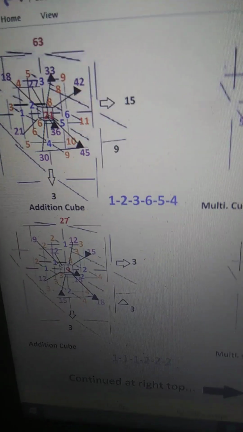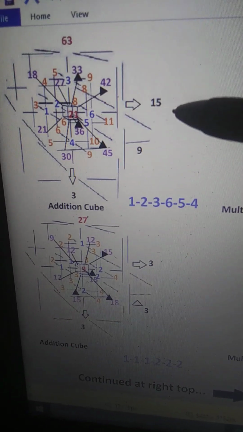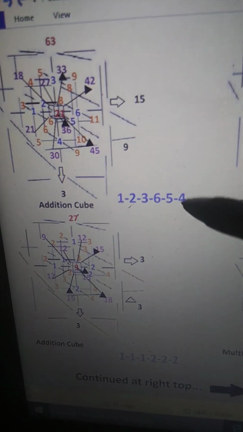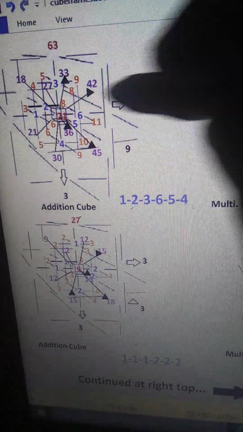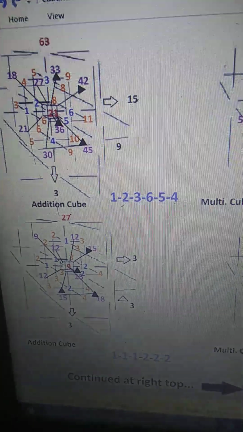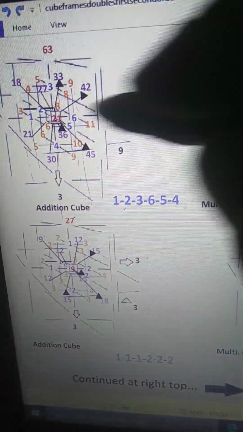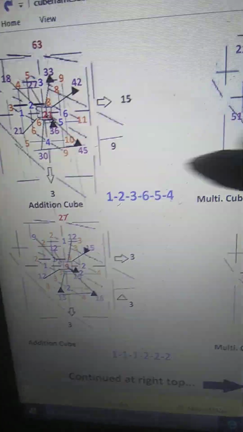Same as these, 15, but this shares a different one. This is 1, 2, 3, 6, 5, 4. They share 15 going across all 4 vectors, but only 9 going straight forward, and 3 going straight down. But they all share them, all these 4 vectors going down, going across, and going straight forward.